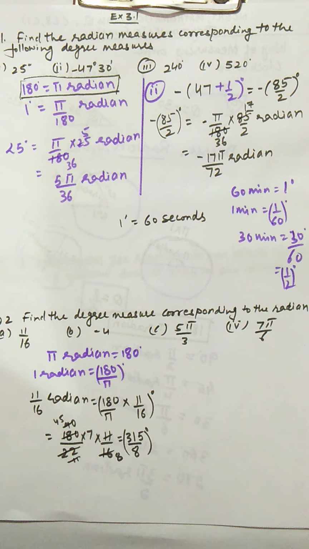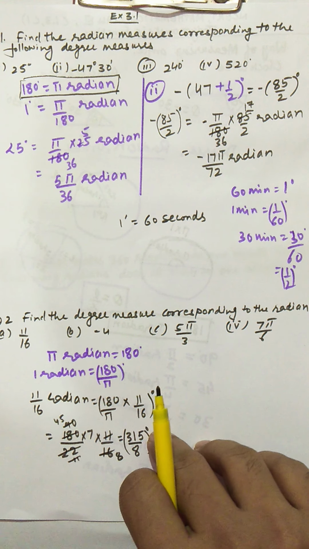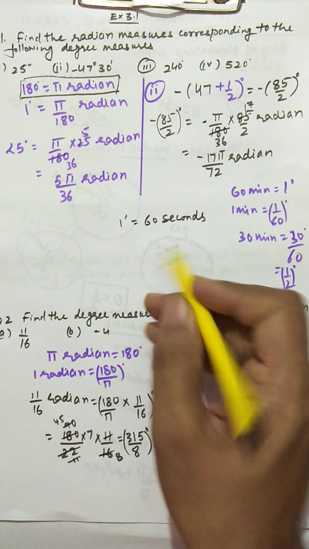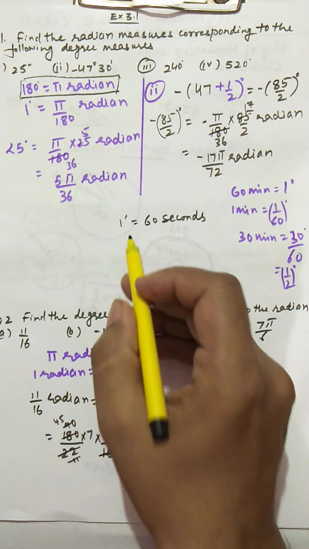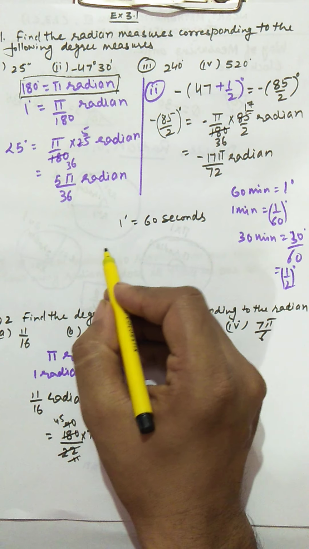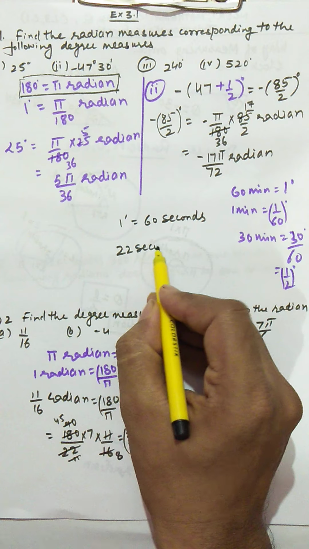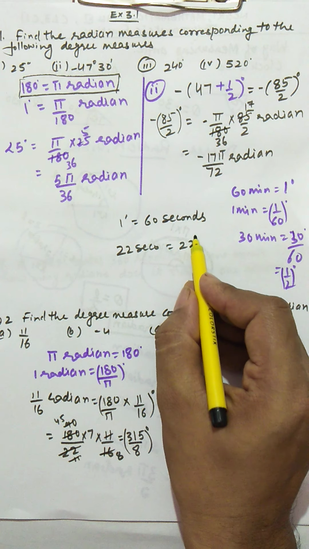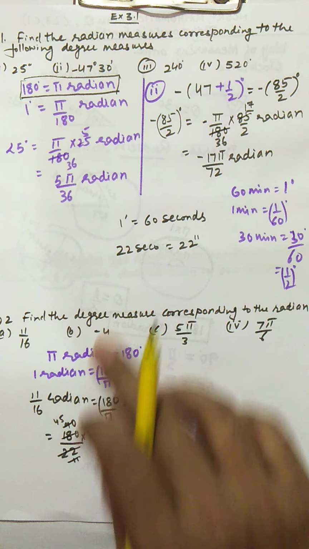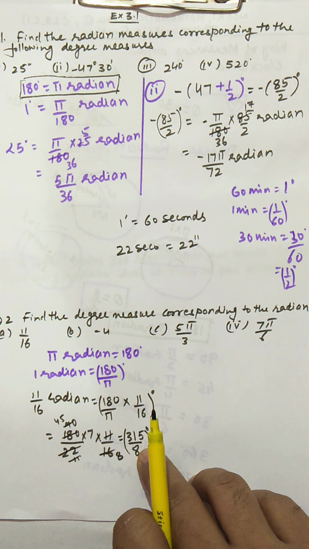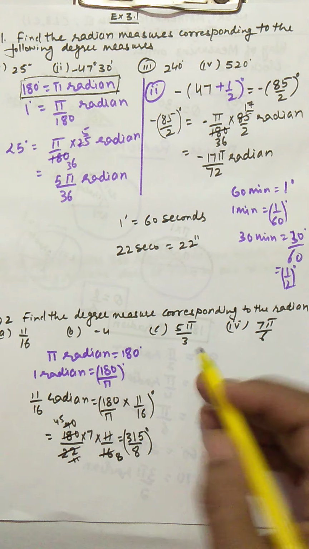So we have to convert this number into minutes, or we can go up to seconds. The symbol is used for second. If I want to write 22 seconds, then the symbol is 22 and you put a double comma. This is the symbol for second. So we have to convert that till second. And how can we convert?